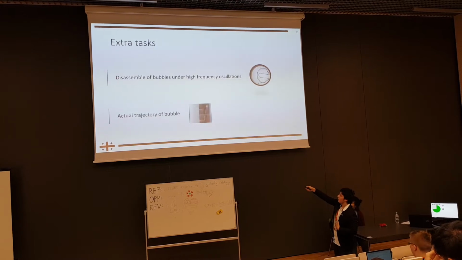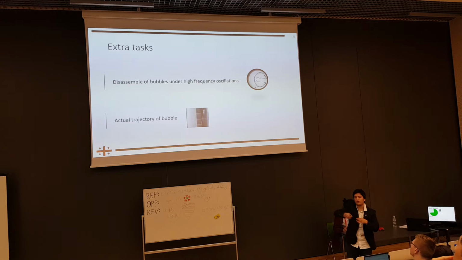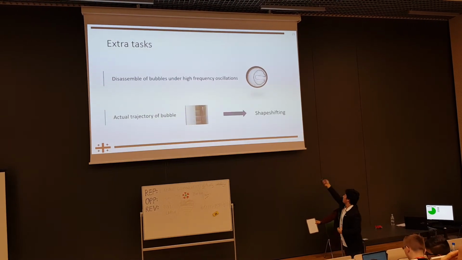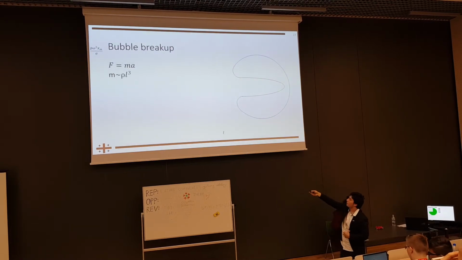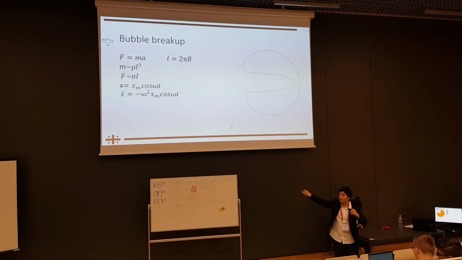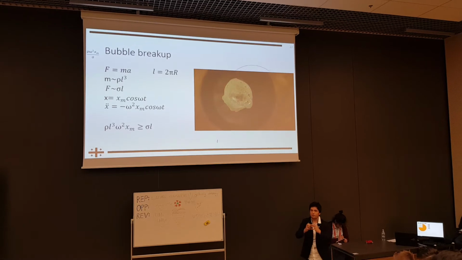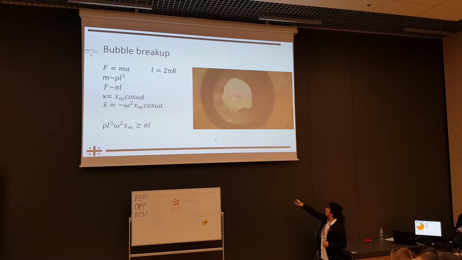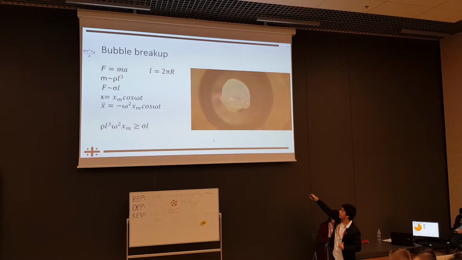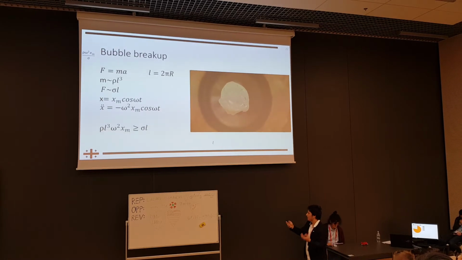For example, these are the disassembly of bubbles under high frequency oscillations, and also the actual trajectory of the bubble, which is not, of course, exactly linear, which could be caused by shape changing. First, we write just the sum of all forces acting on the bubble and compare it to surface tension. And of course, when this sum of forces is more than the surface tension, the bubble would be disassembled. We've been increasing the frequency and amplitude, and we've been observing under which radius the bubble disassembles.